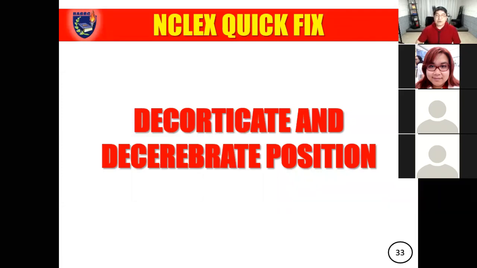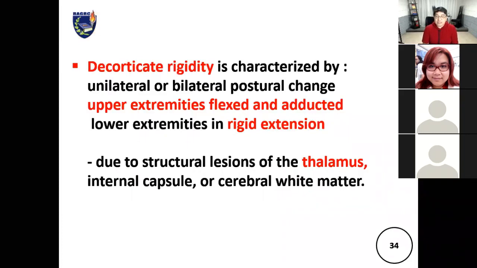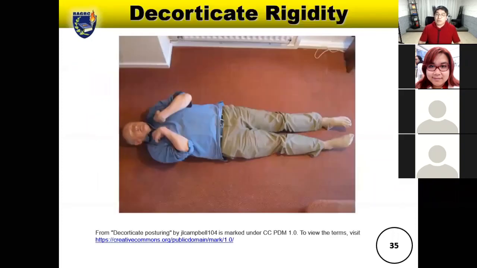Okay, so here's a concept. Decorticate rigidity is characterized by unilateral or bilateral postural change, meaning one-sided or both left and right sides, of upper extremities flexed and adducted, the lower extremities in rigid extension. So it's due to lesions in the thalamus, internal capsule, or cerebral white matter. This is how it looks like. That's decorticate posturing. What do you need to pay particular attention to? Look, the arms are adducted, meaning it's towards the body, and the elbows are flexed, and the wrists are flexed, okay? The legs are in full extension, okay?